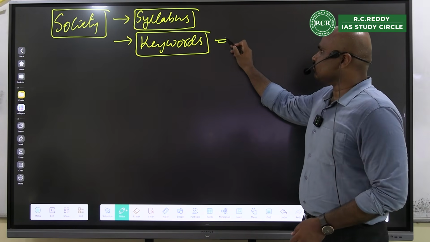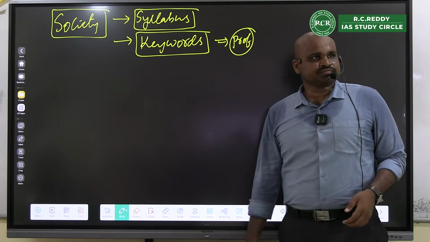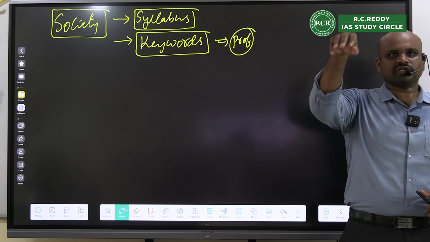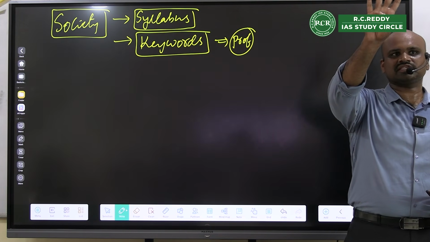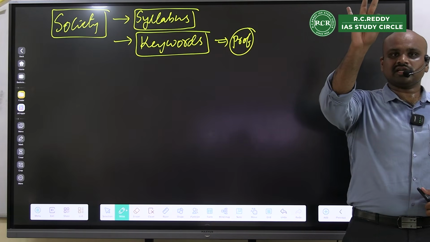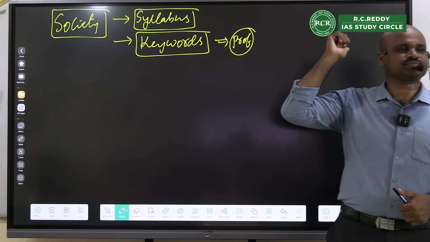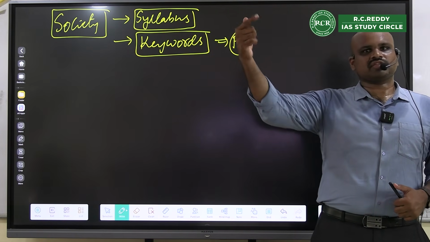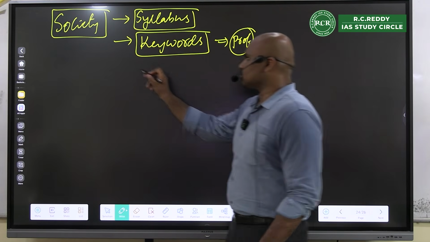My keyword fundamentally brings in professionalism whenever I am writing an answer. There are a few subjects like that where you will have to bring in this professionalism. One is polity, the other one is governance, the third one is society, the fourth one is ethics. When I am writing ethics, society, governance, polity, I need to bring in this professionalism. If I don't bring in this professionalism, then there is a problem with respect to evaluation. So keywords is one more.